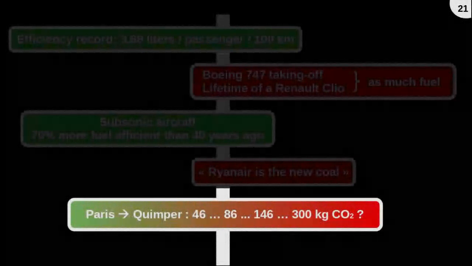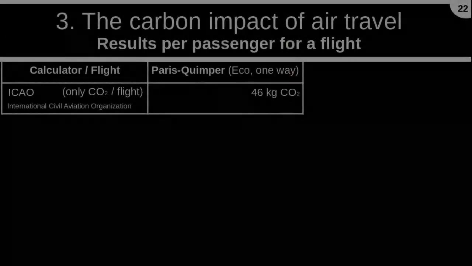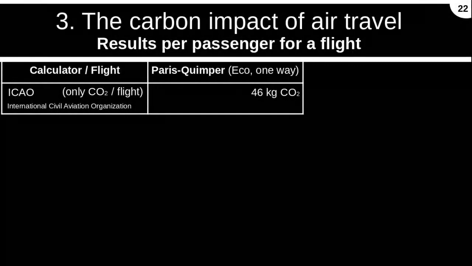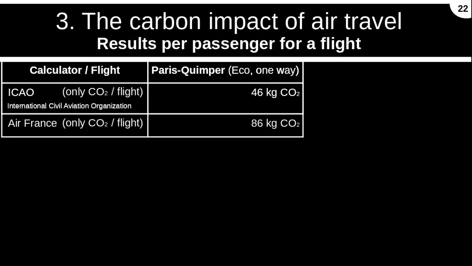In the beginning, I suggested that the information on the carbon impact of traveling here from Paris to Quimper, a bit less than 500 kilometers, depends on the source. Very low results are displayed by the online calculator of the International Civil Aviation Organization, pronounced ICAO. But there is a problem with the method. I will explain that in the next slide. Airlines like Air France usually only report CO2 emissions during the flight. This produces low results, making the impact look as small as possible. And the class is not mentioned on the calculator webpage.